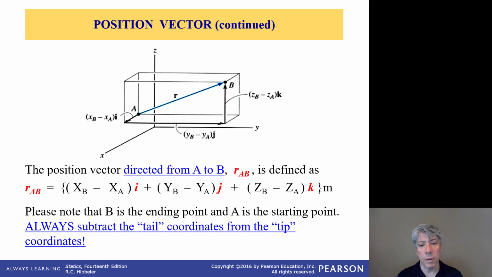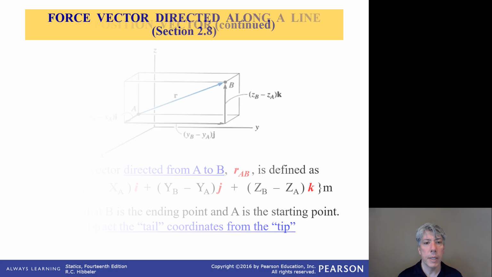So now be careful. Notice that the vector begins at A, that's the tail, and goes to the tip B. So B is the ending point and A is the starting point. In order to represent the position from A to B, you have to always be careful to subtract the tail from the tip coordinates. If you do it the other way around, your vector will be in reverse direction.